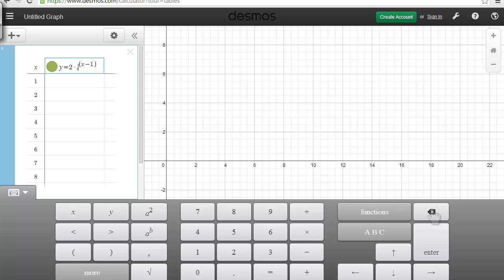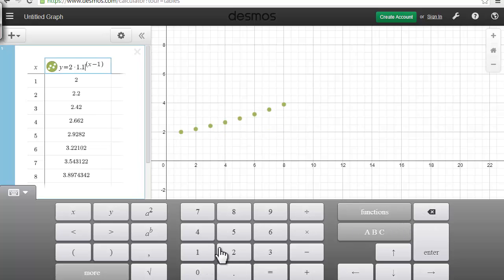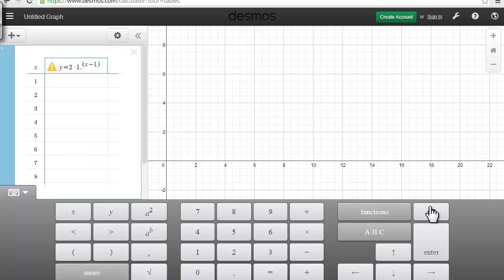But what if it's 1? A rate of 1 is constant. And what if it's 1.1? It starts diverging. So it continues up and up and up. And so you can play around with this. Obviously, if your rate is very small, it gets really small really quick.